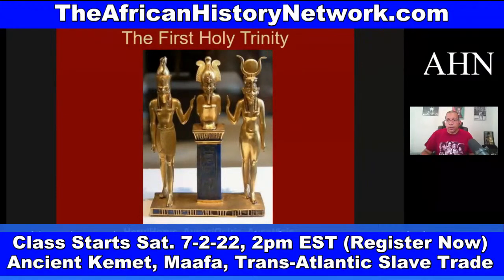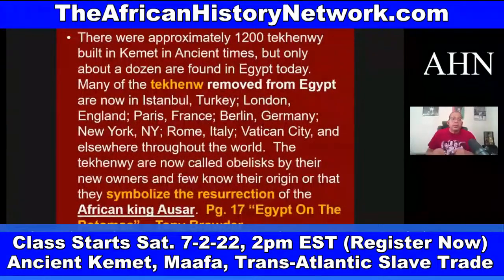So here is a famous statue of Asar, Aset, and Heru, who the Greeks called Osiris, Isis, and Horus. They're known as the First Holy Trinity. And when we look at some information dealing with the Tekken Nu, because this is where the Tekken comes from, there were approximately 1,200 Tekken Nu built in ancient Kemet, but only about a dozen or less than a dozen are found in Egypt today.